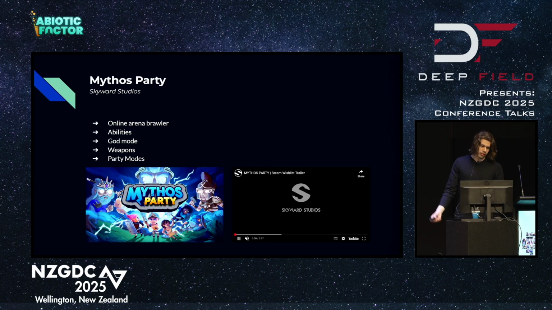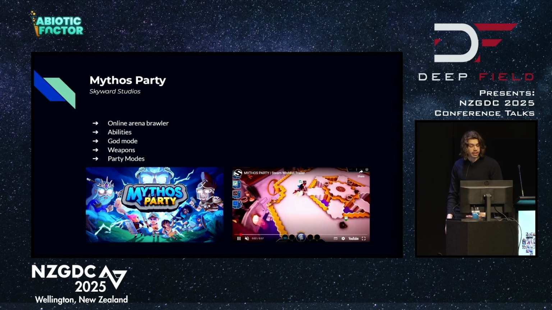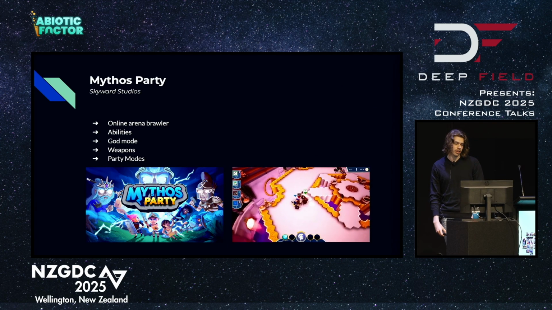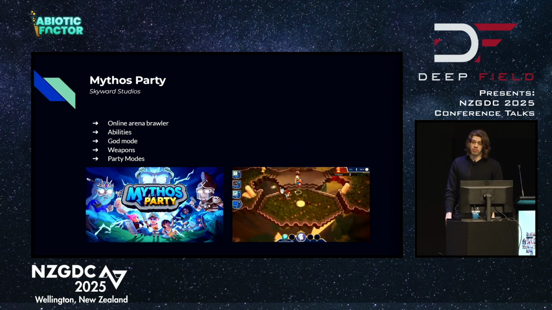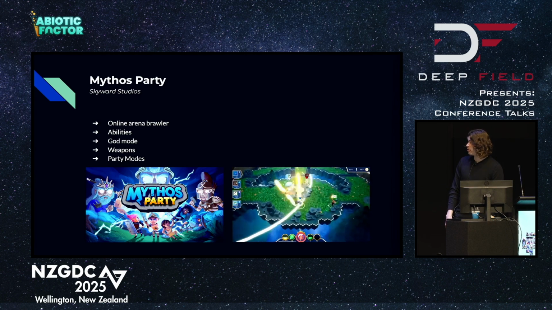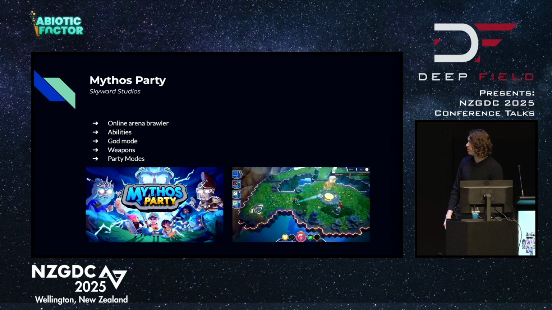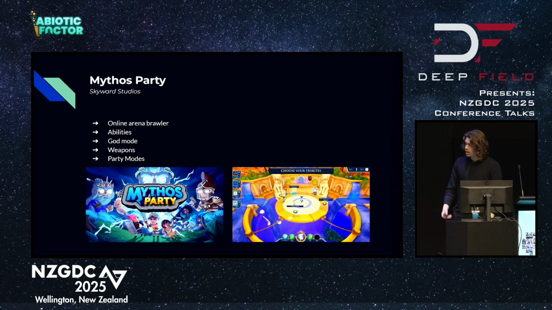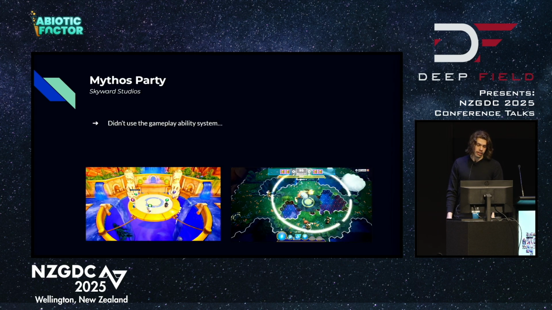So Mythos Party, an online brawler, has abilities, some weapons, skins, various modes. Really a perfect use case of the ability system, because you have standard slot abilities, standard casting. So it would have been great to use it with that, except we didn't. And we were in a call with Chris Murphy, and he asked if we were using it. We said no. He said, why not? And we didn't actually know about it. And unfortunately, I was at my third refactor of our own ability system, and did not feel like changing it again.